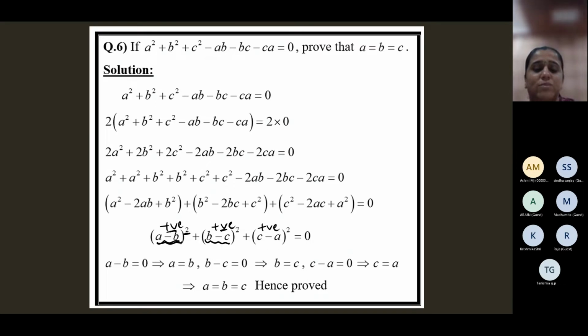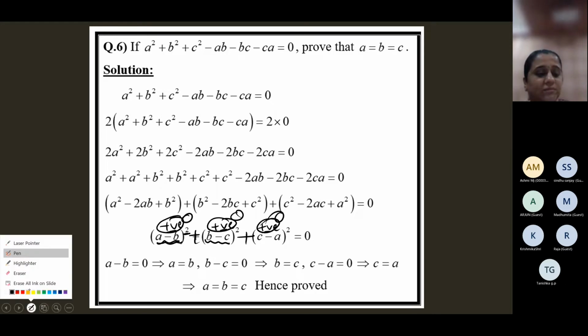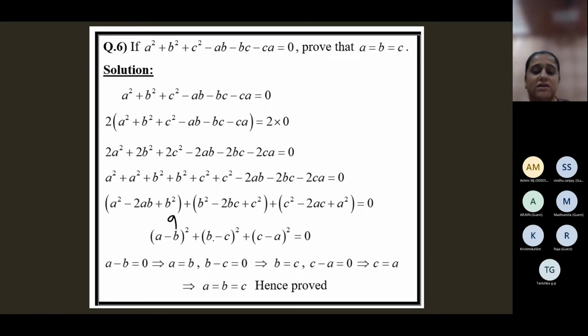some positive value plus some positive value plus some positive value. How can it give you 0? See here, there's a positive value. This is also positive. This is also positive. You're adding them. How can you get 0? You can get 0 only when all these are zeros. Because supposing you square this and you get 9, and this one when you square, say you get 4, and this one when you square, say you get something like 16. When you add, how will you get 0? You're adding, plus, plus. How can you get 0?